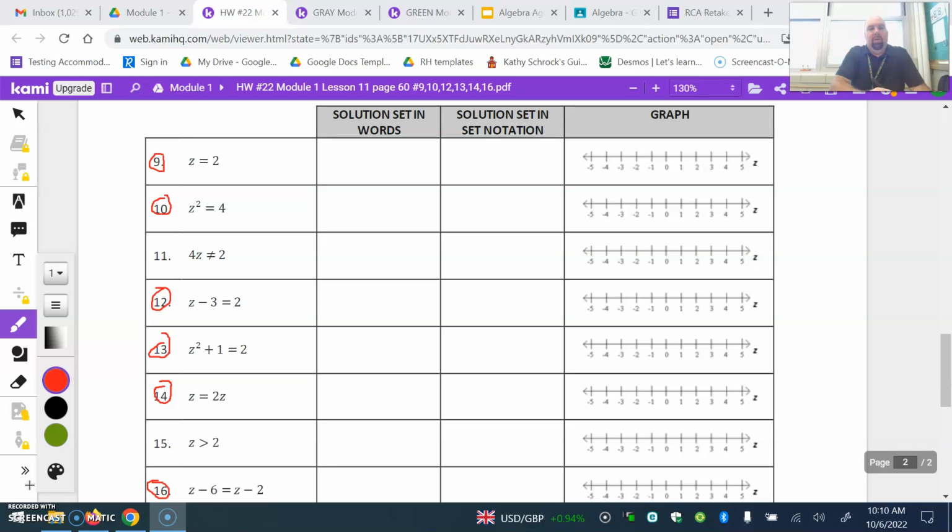All right, so we're going to quickly go through this. These shouldn't take too long. It's a little bit of the same work that we did in class.